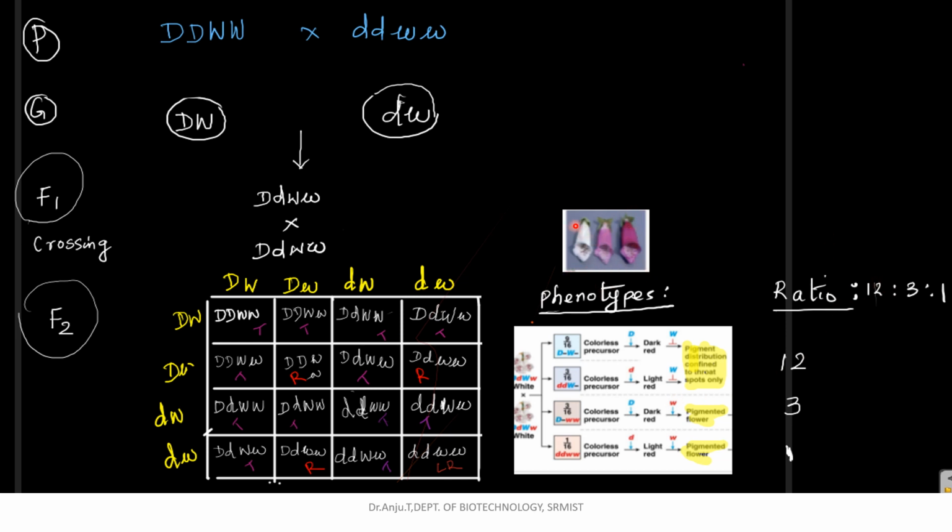That is, one is the white flower with pigmentation restricted to the throat. Then you have the dark red pigmented and the light red. So you have three phenotypes. The dominant one here is this throat pigmentation, so 12 is to 3 is to 1. The next one is the red, which is 3, and the recessive phenotype, that is light red, is 1. So the phenotypic ratio in dominant epistasis is 12 is to 3 is to 1.